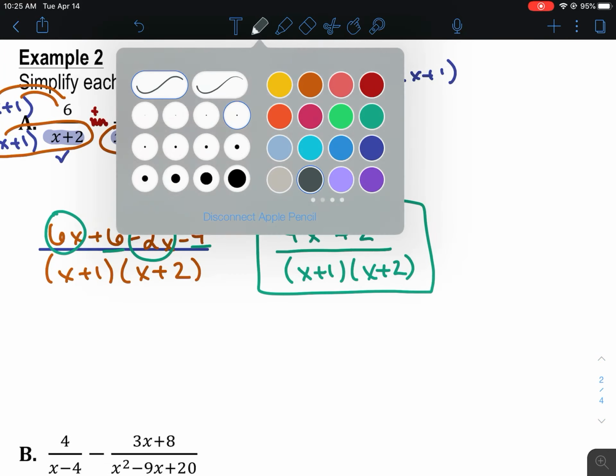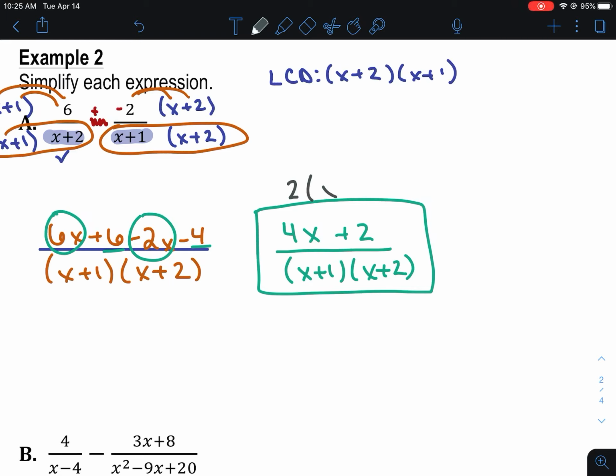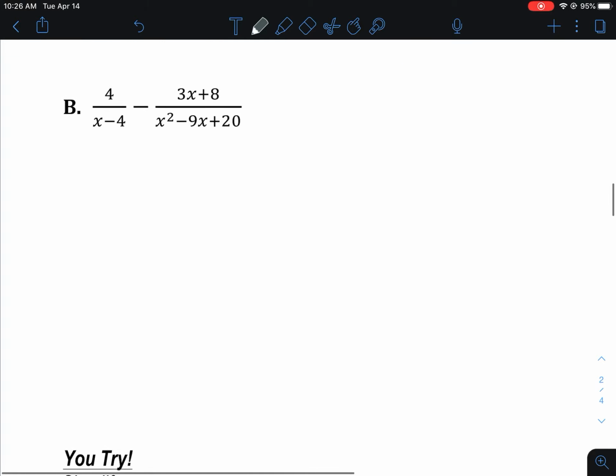Now, if you did try to factor this one, you would see that that top does factor with a GCF. But even if I factor it, nothing cancels. So whether you factor and write it this way or you leave it and write it this way, it doesn't matter because nothing cancels. Okay.